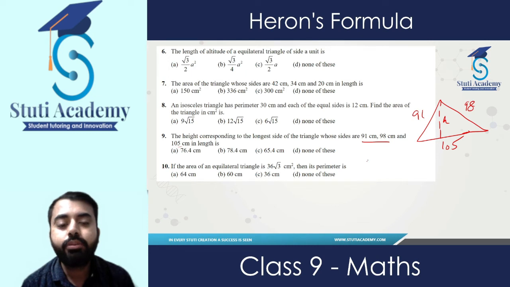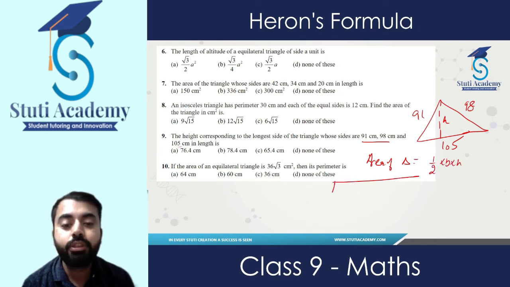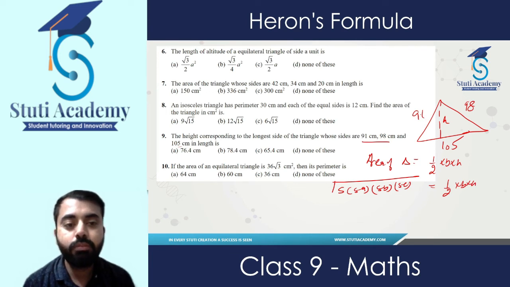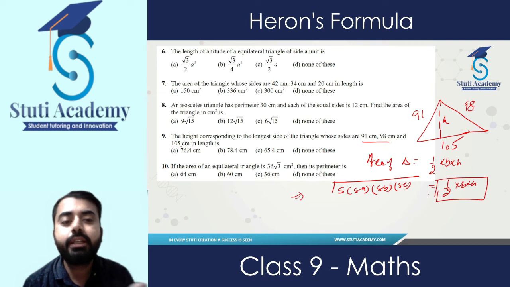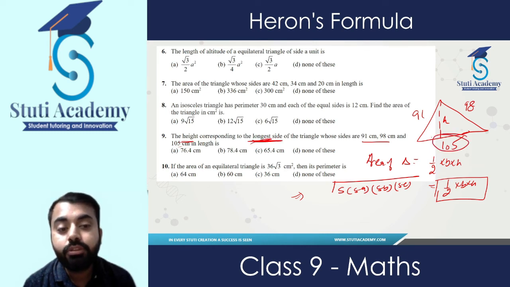Okay. Now I know area of a triangle can be found in two ways. Firstly, it can be half into base into height, or it can be square root of s into s minus a, s minus b, s minus c. If I use Heron's formula and calculate its area and put it equal to half into base into height, can I find the value of my height? It was given that I had to find the height corresponding to the longest side. So I have to use this base and this height.